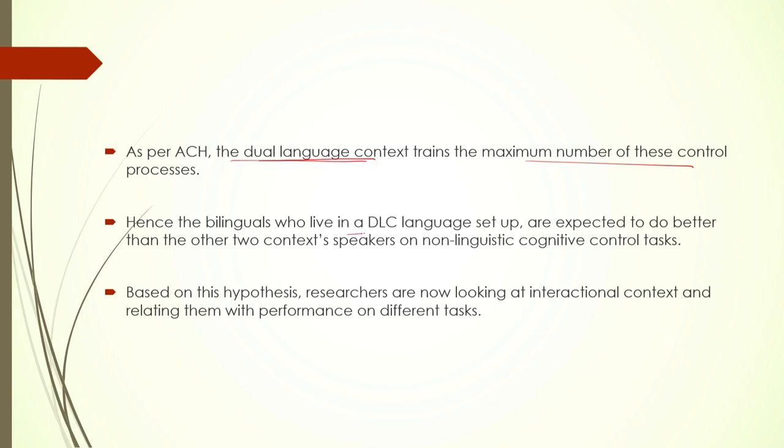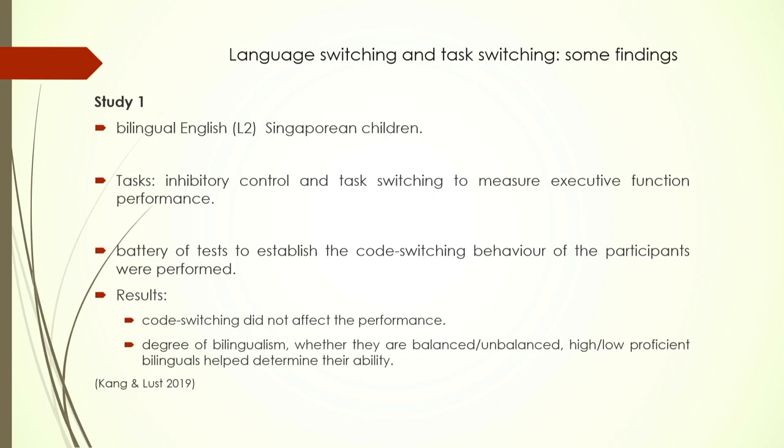Bilinguals who live in a DLC language setup are expected to do better than the other context speakers in non-linguistic cognitive control tasks. Based on this hypothesis, researchers are now looking at interactional context as a variable and checking this out with performance on different cognitive tasks. There have been a number of studies, so we'll talk about only a few of them which are recent, and they have looked at different populations.